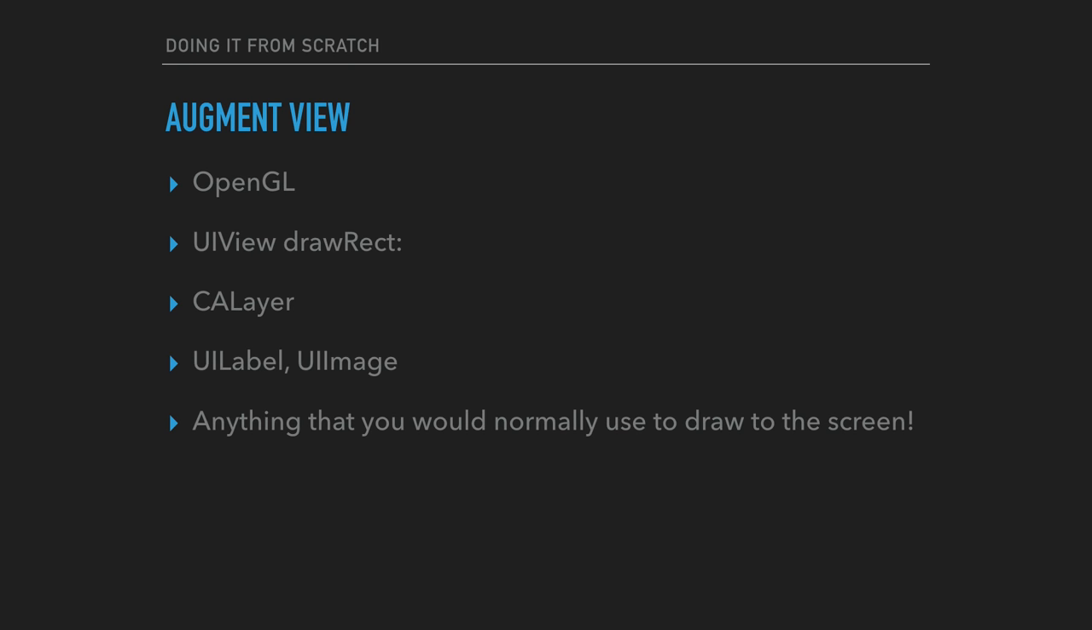How can we augment that view? Well, you can do it however you like, really. Whatever you normally use to draw in your screen, you use that. So that might be OpenGL for 3D models. You might be just doing DrawRect stuff for CA layer. You can even just use the interface builder controls, you know, labels and views and things like that.